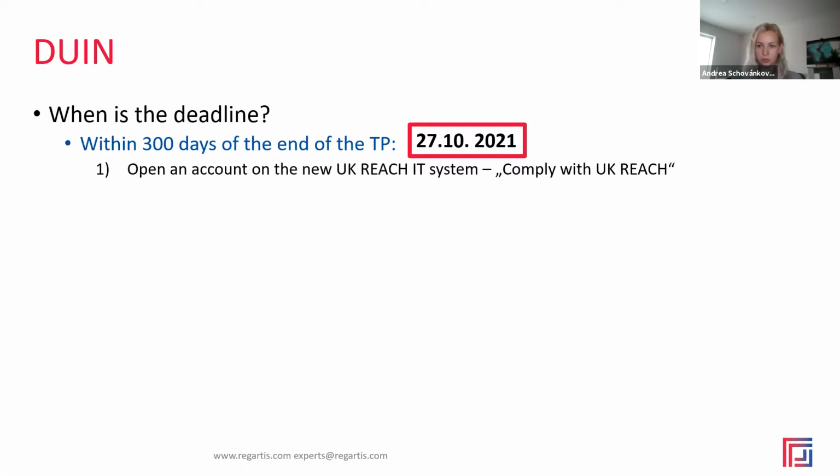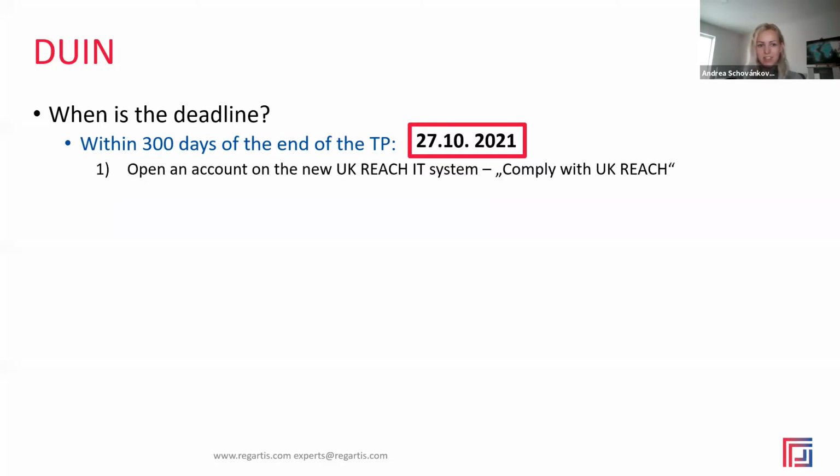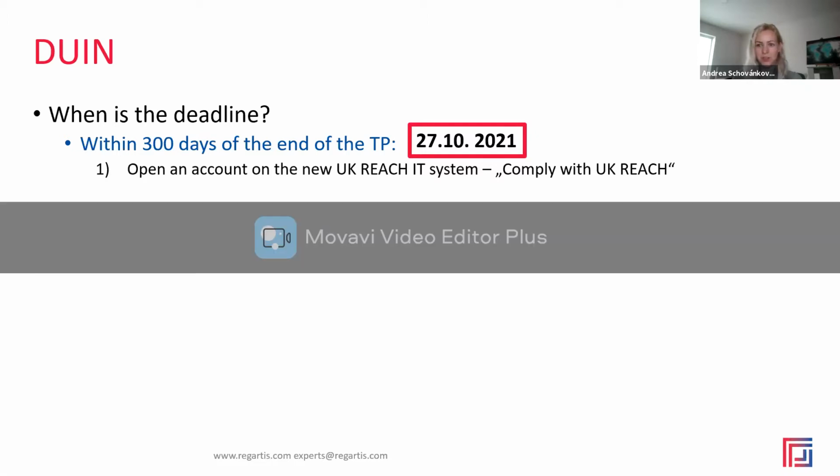And what should you do to submit the downstream user import notification? You will need to do a few steps, and the first one is to open an account on the UK REACH IT system, Comply with UK REACH. I will later show you how to do it, because it's not as intuitive as we were used to in REACH IT for ECHA.